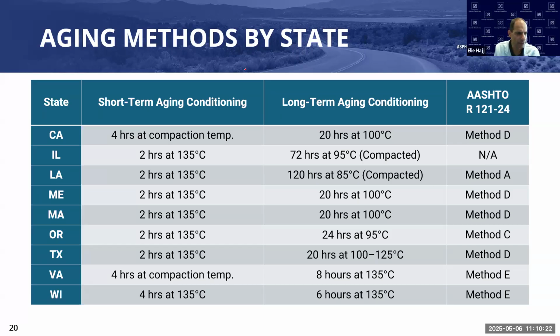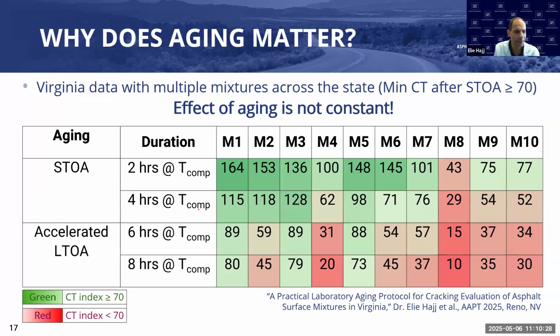Right. And there's a related question to that on slide 17, when you, Derek, presented the Virginia data. So it appears that the aging temperature is a compaction temperature in this case, which doesn't align with the R121. Is there a specific reason for that?